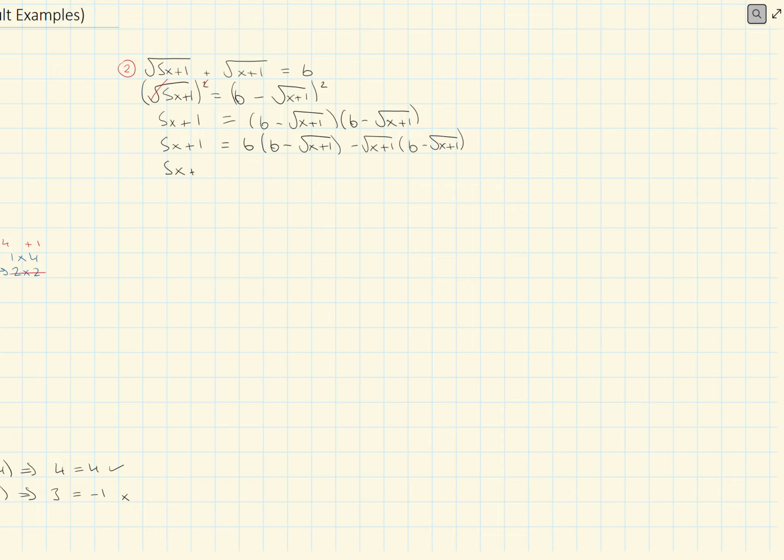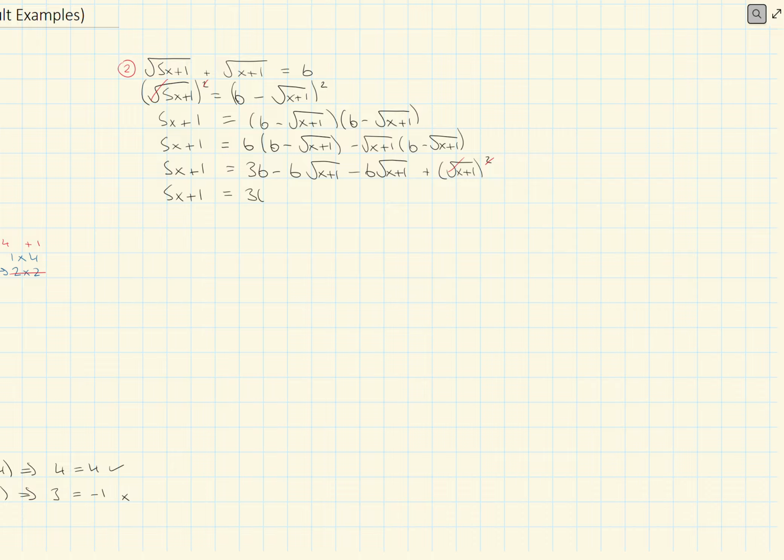Okay, so left side stays as is. We get 36 minus 6 root x plus 1. Same again, minus 6 root x plus 1. Here we have minus by minus gives me plus. And we get root x plus 1 by root x plus 1. So we're squaring it effectively. The roots will cancel.